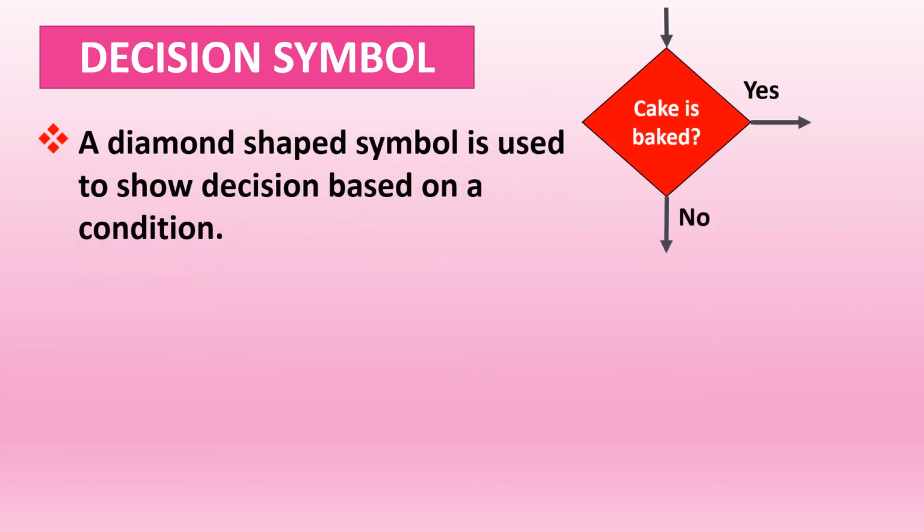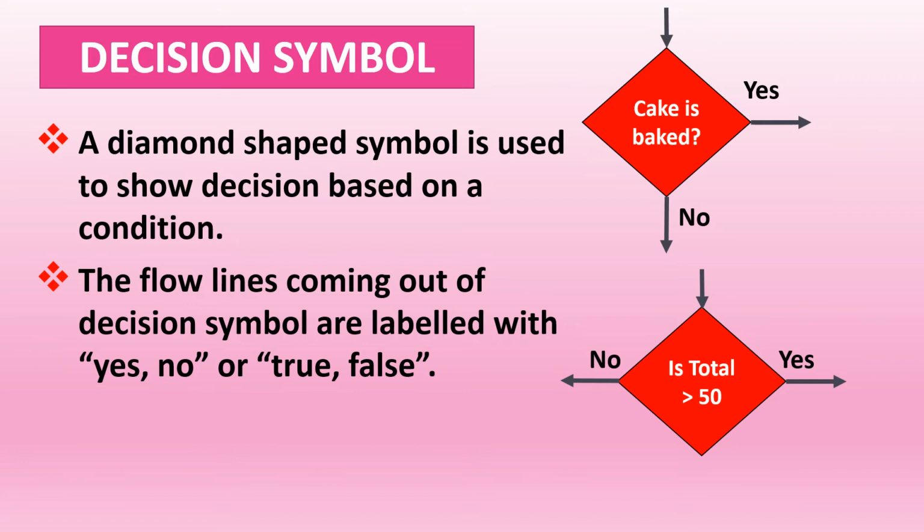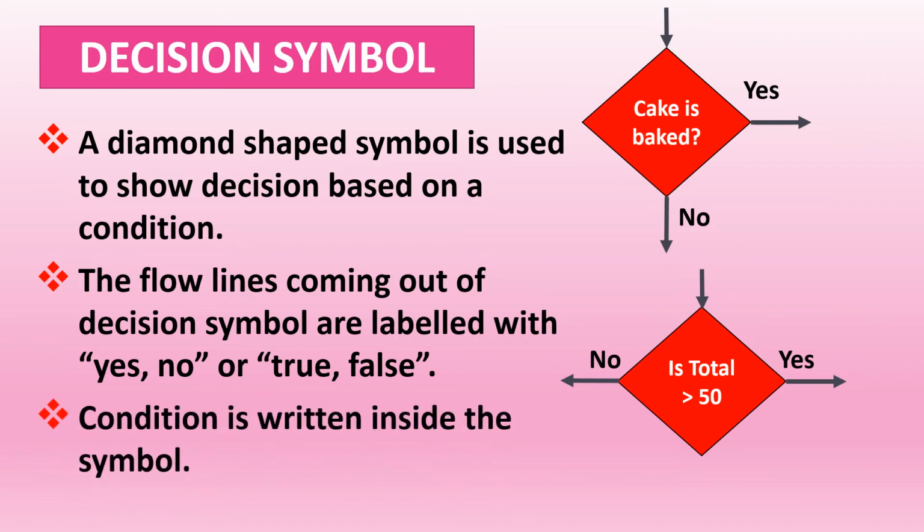Next we have decision symbol. A diamond shaped symbol is used to show decision based on a condition. The flow lines coming out of the decision symbol are labeled with yes, no or true, false. Condition is written inside the symbol. In front of you there are two examples. The first one is cake is baked, yes or no. Is total greater than 50, yes or no.